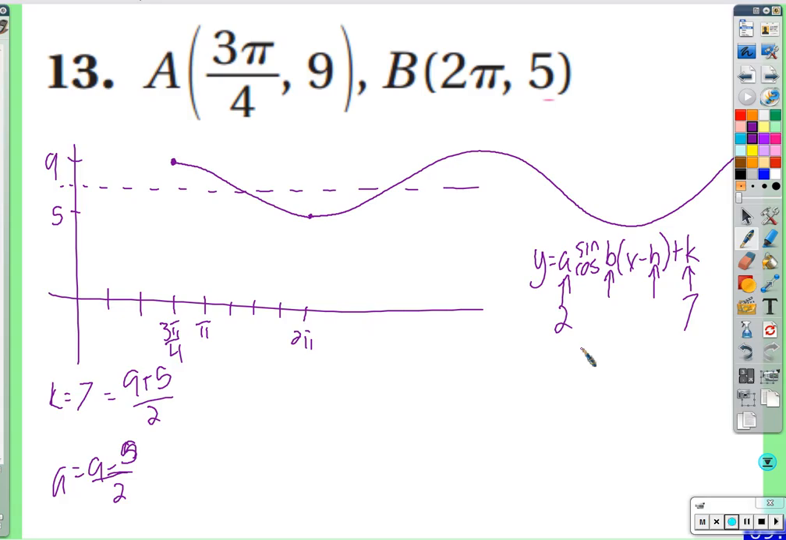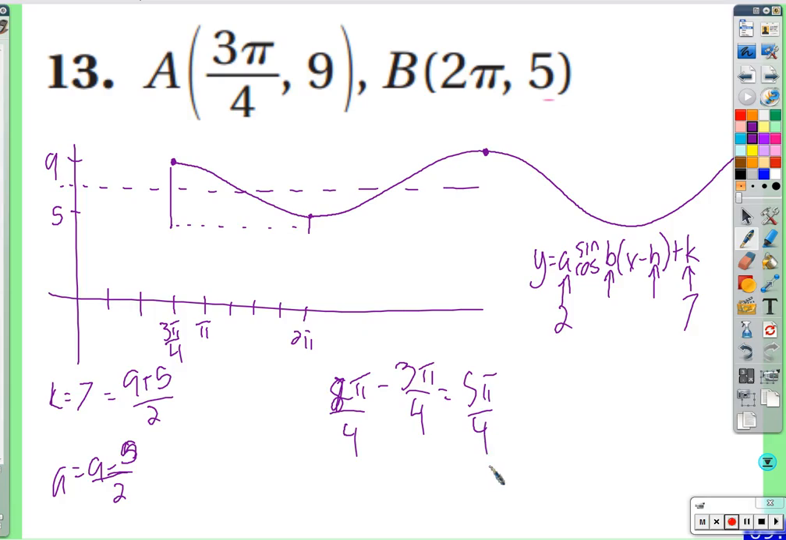Now to find B and H, we need to find the period. Okay, so let's find the period. Well, we need to find how far it is from here to there. So how far is it from here to there? 5 pi over 4. How do you know that? You can just tally them up. Each goes by 1. Oh, you can just count it? Yeah. Or you can take 2 pi and subtract 3 pi over 4 from it. Okay. We want to be strictly arithmetic about it. 8 pi over 4 minus 3 pi over 4.